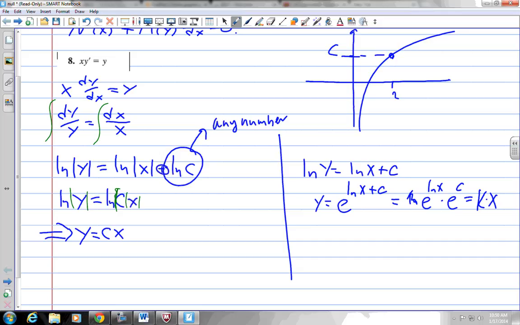Now, of course, if they give us some kind of an initial condition, we'll be able to go back and solve for that constant. How's that? Is that okay?